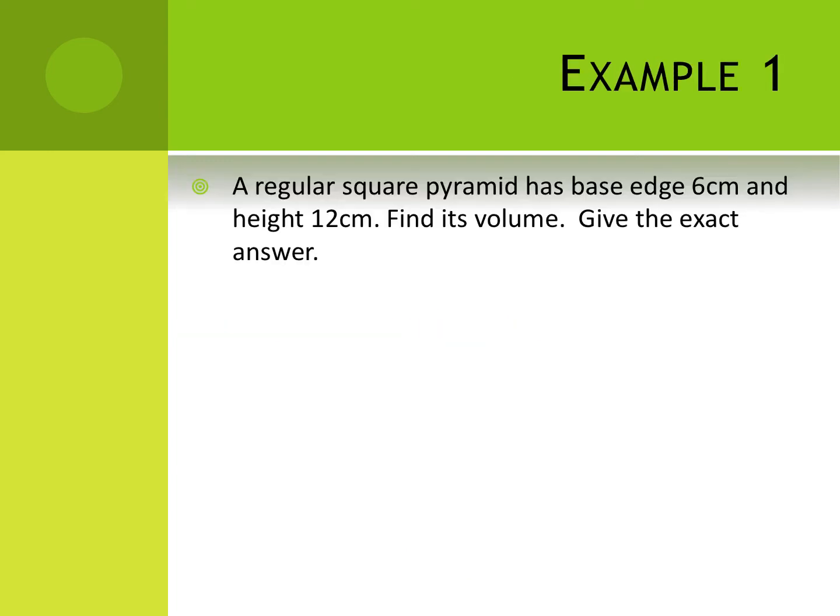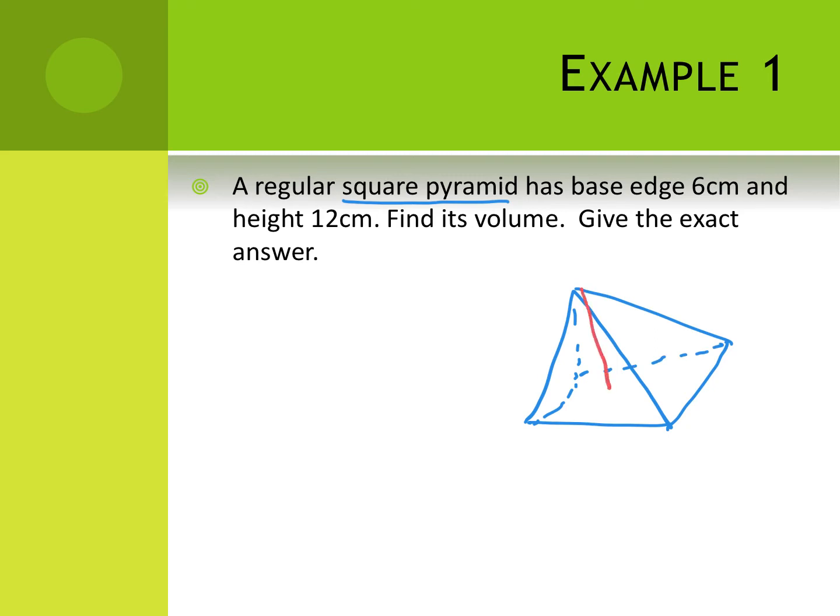So let's try an example. I'll go ahead and try to draw a picture of a pyramid. It's a regular square pyramid, so I know all the sides are equal. So here is my pyramid, and it's kind of slanted, but you get the idea. It said that it's a regular square with base edges of 6 centimeters, so each one of these is congruent all the way around. It also gave me the height, which is 12 centimeters.